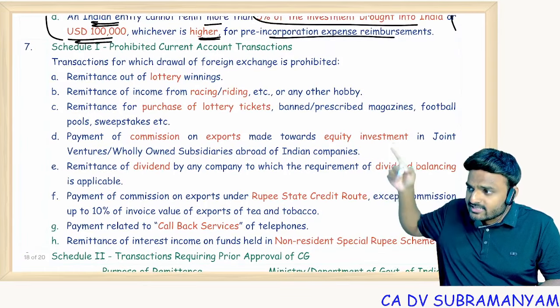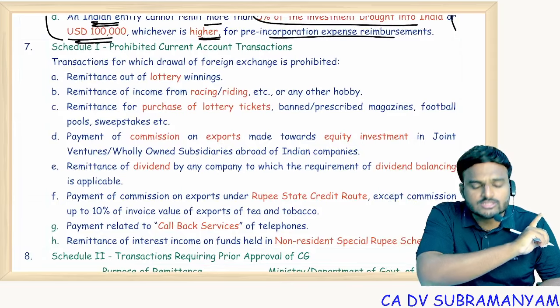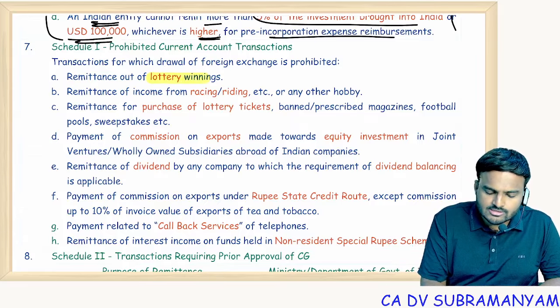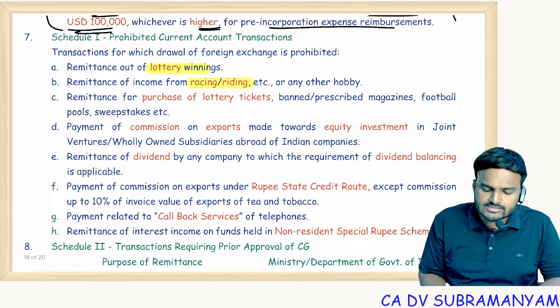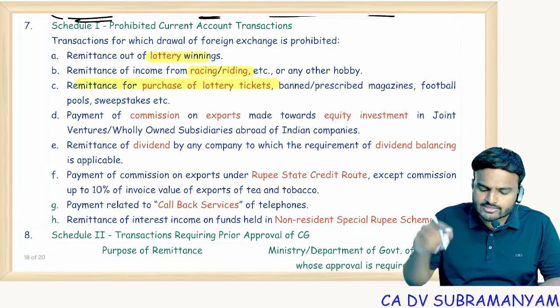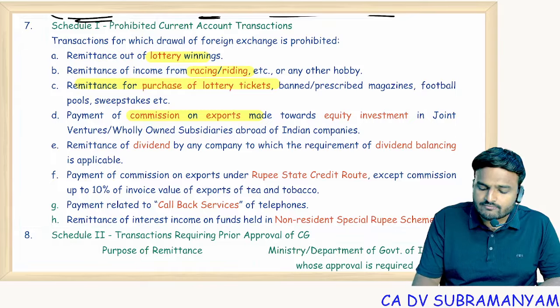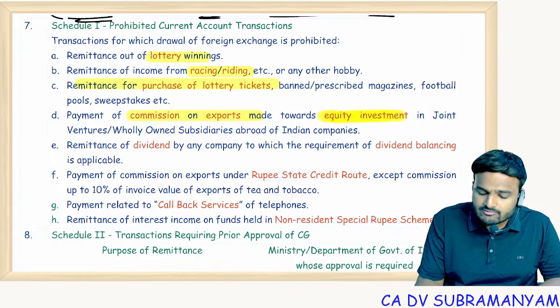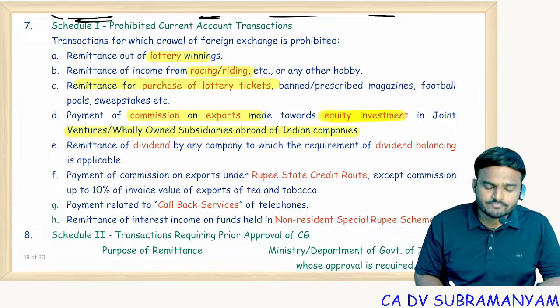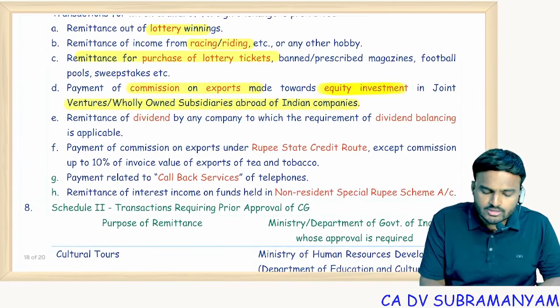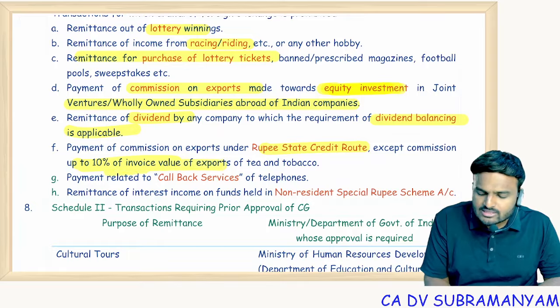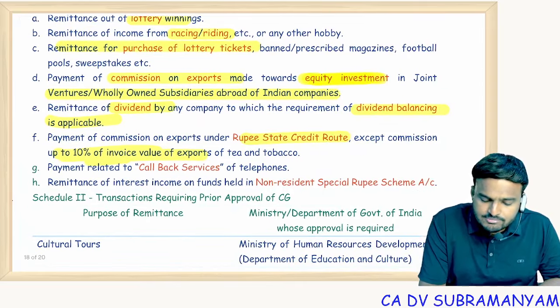For carrying out these transactions, withdrawal of foreign exchange is not allowed. Remittance of lottery winnings, remittance out of racing, riding, remittance for purchase of lottery tickets outside India, export commission where the exports were made towards equity investment abroad, remittances of dividend by the company where dividend balancing is applicable, and rupee state credit route up to 10% of invoice value. See, an exception is there.